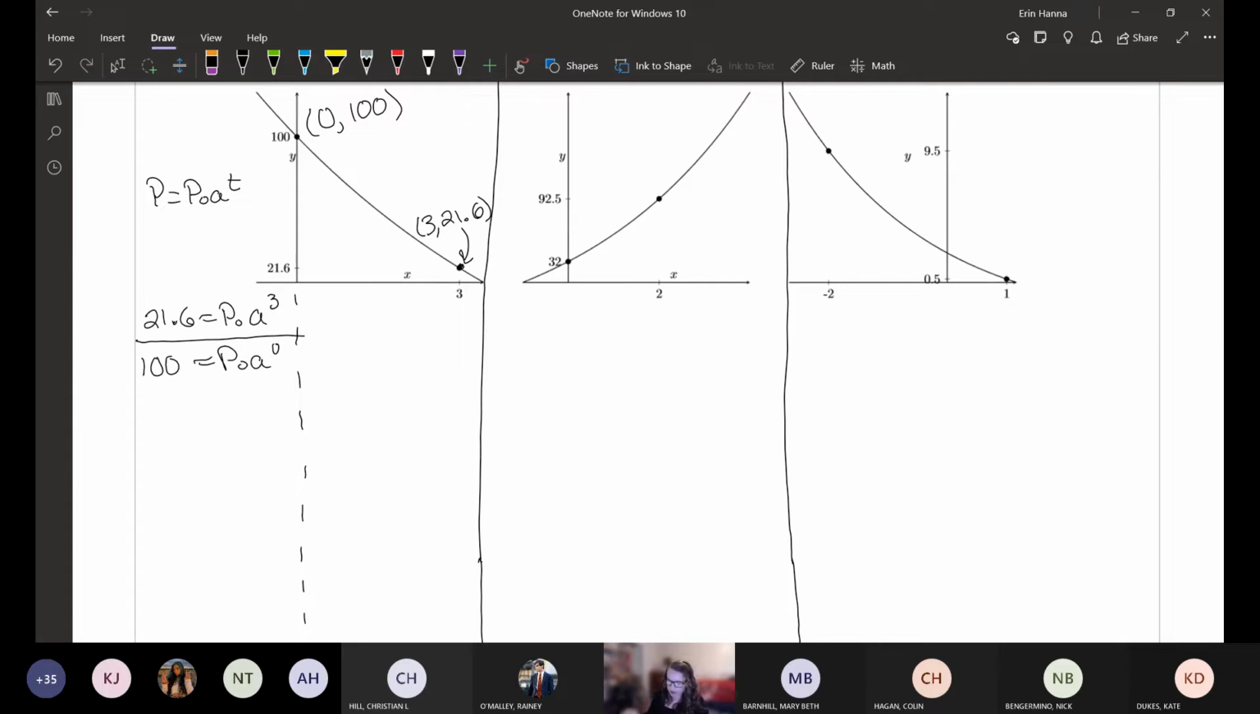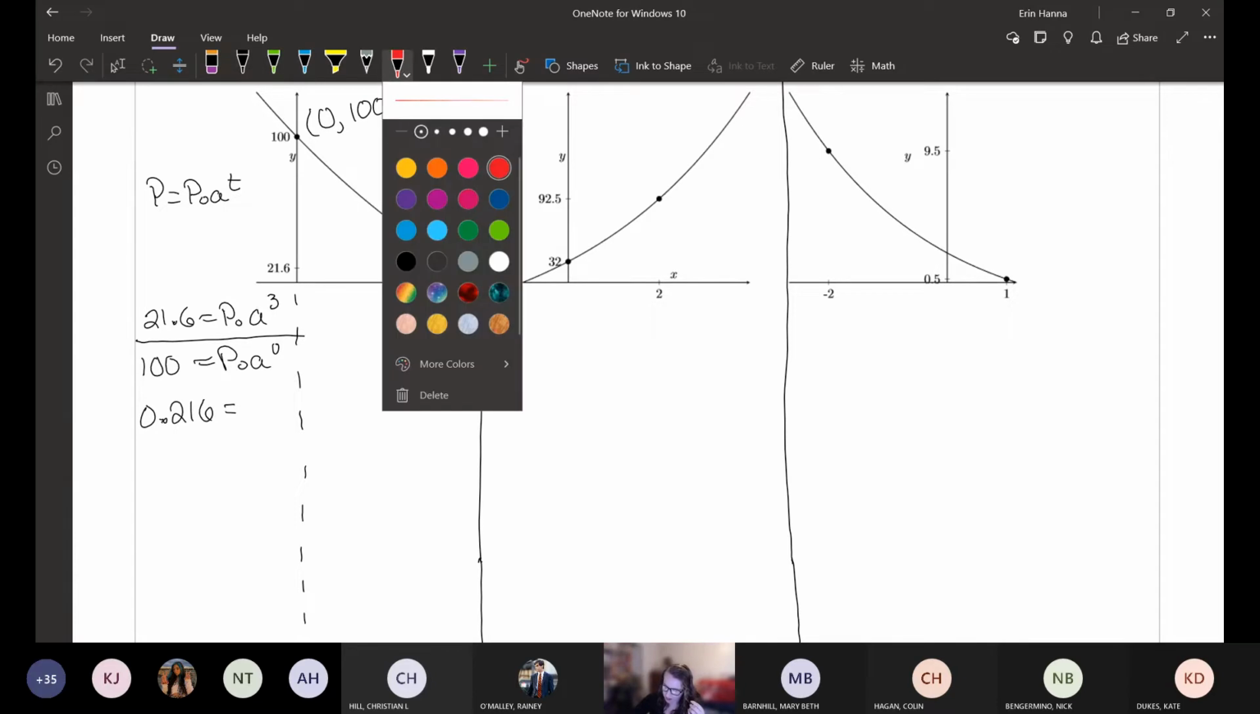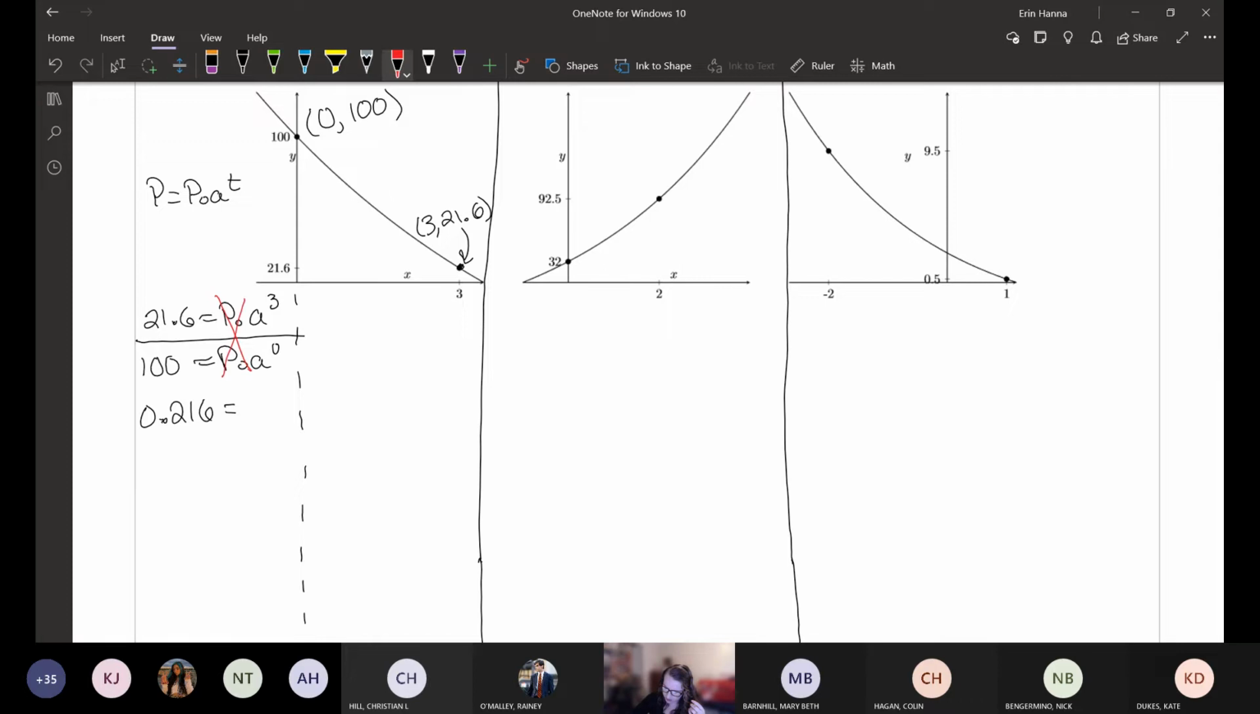So what's going to happen is you're going to take 21.6 divided by 100. And you're going to get 0.216. Now the reason we do this is because notice that the next piece we would have is P naught divided by P naught. Those are going to cancel each other out. And we just don't have it then. And that's why this process works.